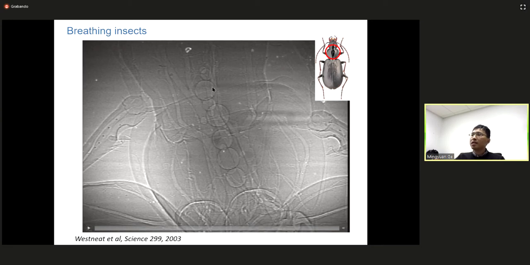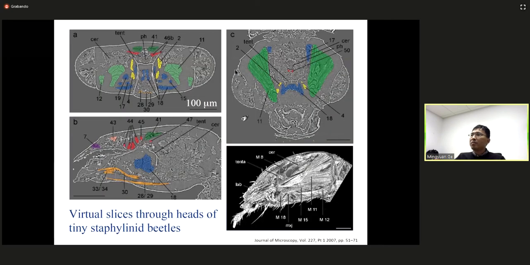This is just another example showing the heads of other beetles. By looking at the segmented imaging, biologists can segment into different tissues and look at the structures, distribution, and the function if they have any. And in addition to biomaterials and soft materials, it's also powerful for looking at hard materials like alloys.